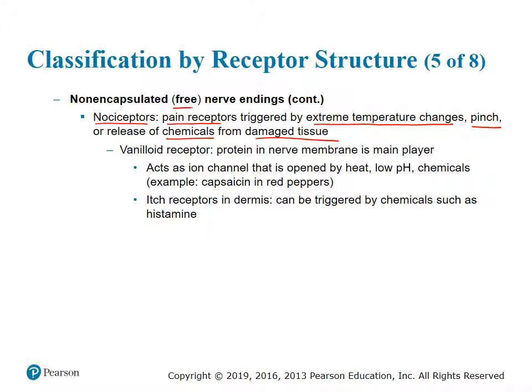So that's one thing that happens when tissue gets damaged. And the other one is, of course, the inflammation response. When you see swelling, it pushes against some of these nerve endings, and that causes pain as well.